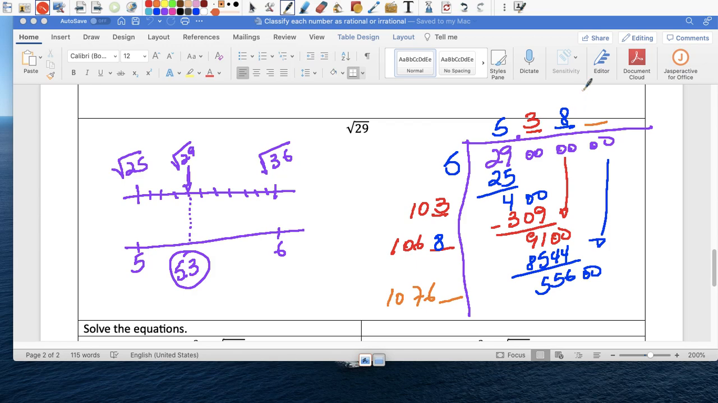So 10,765 times 5. 53,000. Yeah, 5 seems the correct number. So it's 53,825. And we subtract, we get 1,775. Well, we're only going to 3 decimal places. Let's take the square root of 29. And in our calculator, it says 5.385164, blah, blah, blah. But notice that the first 3 decimal places is what we want.